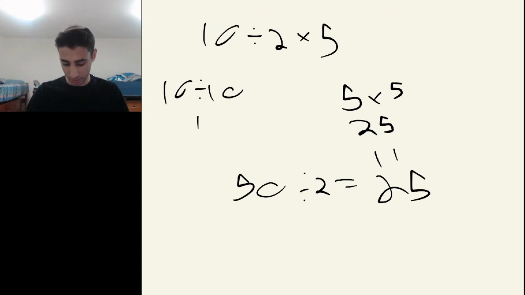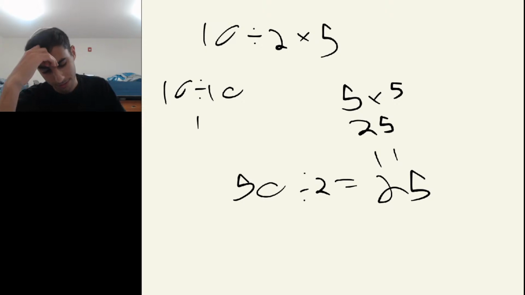Division is not necessarily a complete inverse of multiplication. I mean, I guess it is. But it really depends on how you phrase the question. If you put parentheses by the 2 times 5, it's going to be different than if you put parentheses by the 10 divided by 2. Because that's how things like this work.